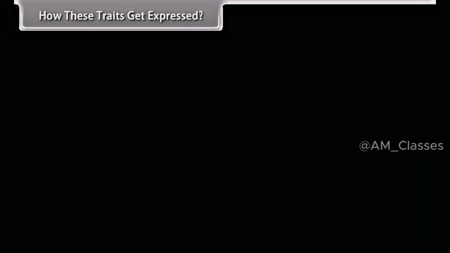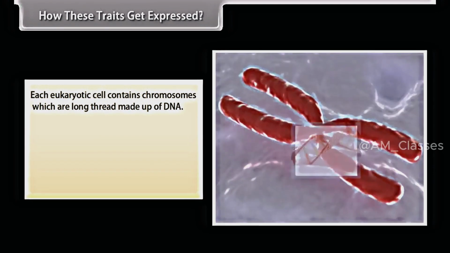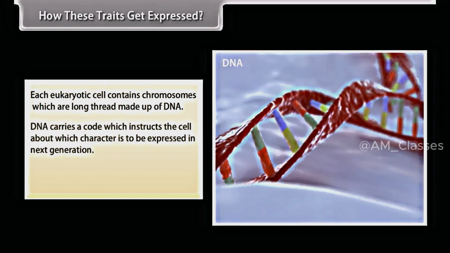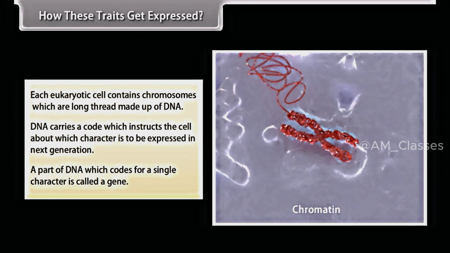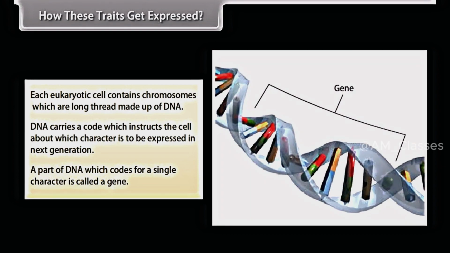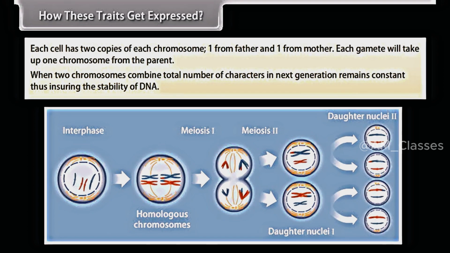How do these traits get expressed? Each eukaryotic cell contains chromosomes, which are long threads made up of DNA. DNA carries a code which instructs the cell about which character is to be expressed in the next generation. A part of DNA which codes for a single character is called a gene. Each cell has 2 copies of each chromosome, one from father and one from mother. Each gamete will take up 1 chromosome from the parent. When 2 gametes combine, the total number of chromosomes in the next generation remains constant, thus ensuring the stability of DNA.